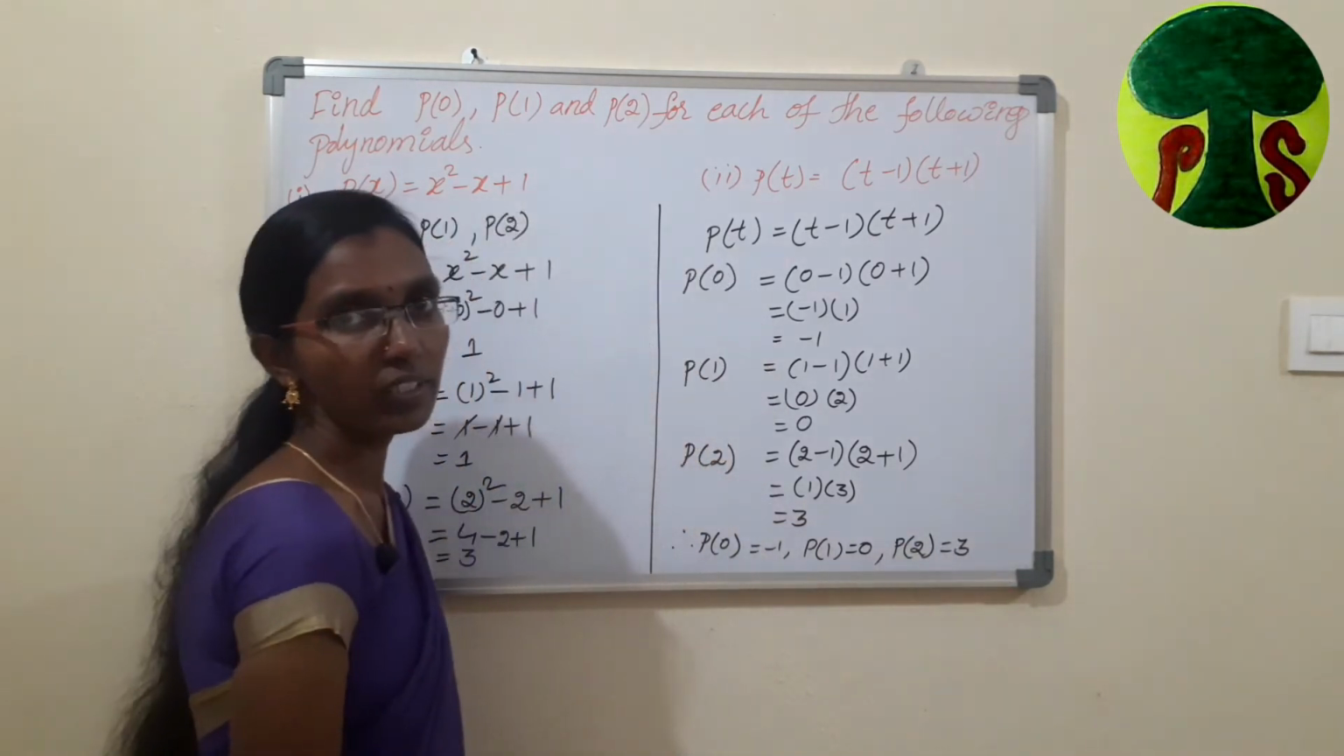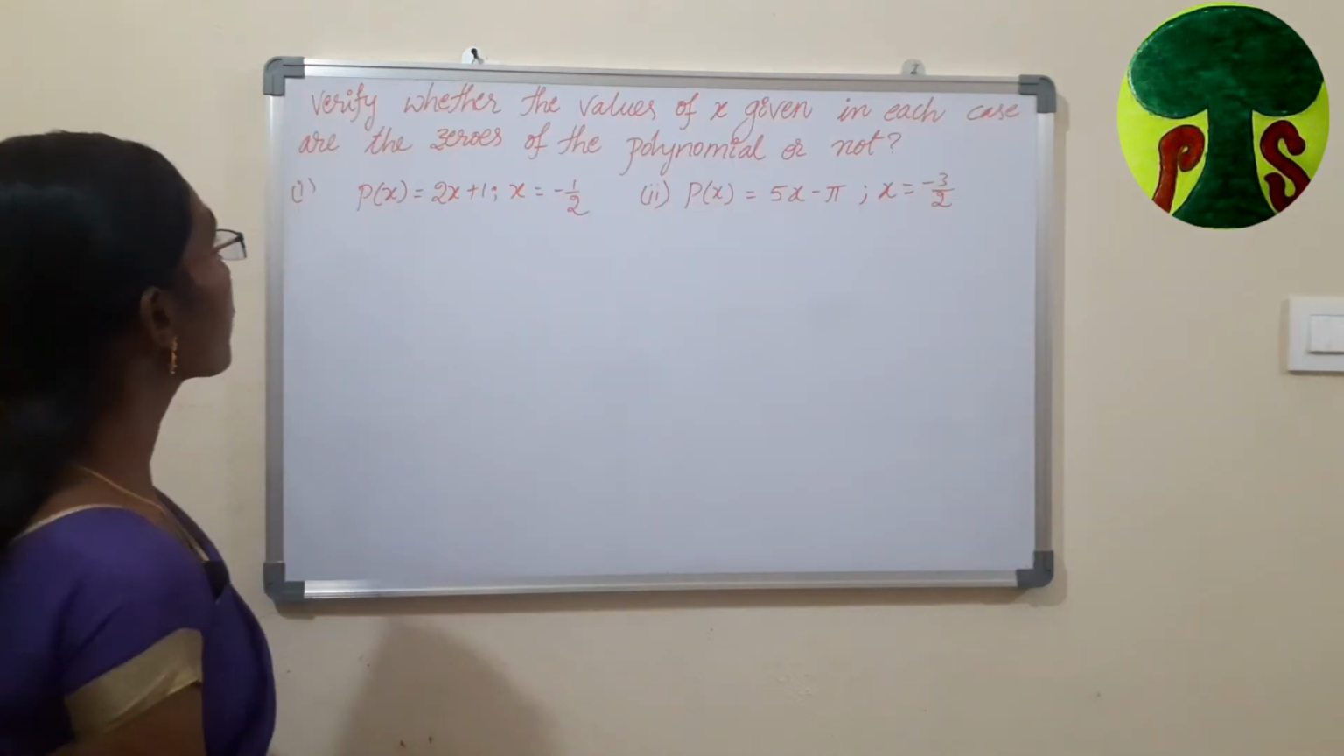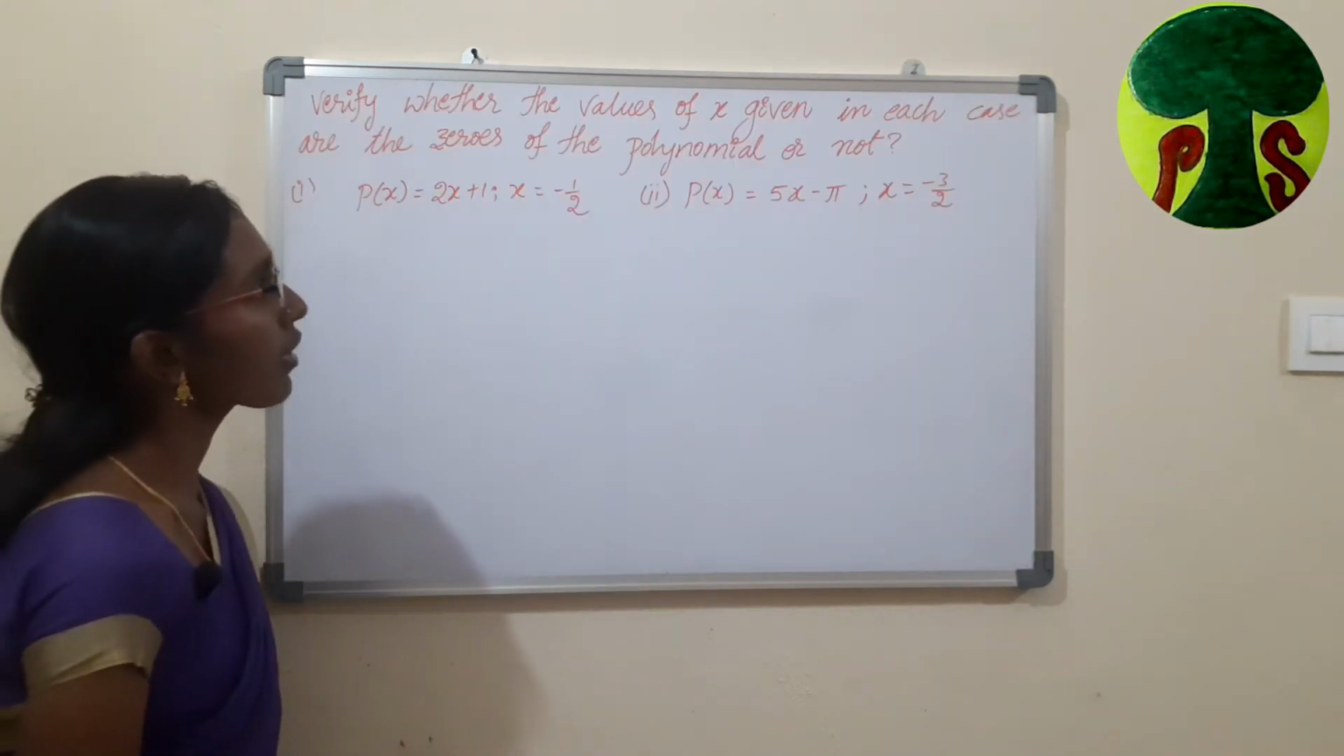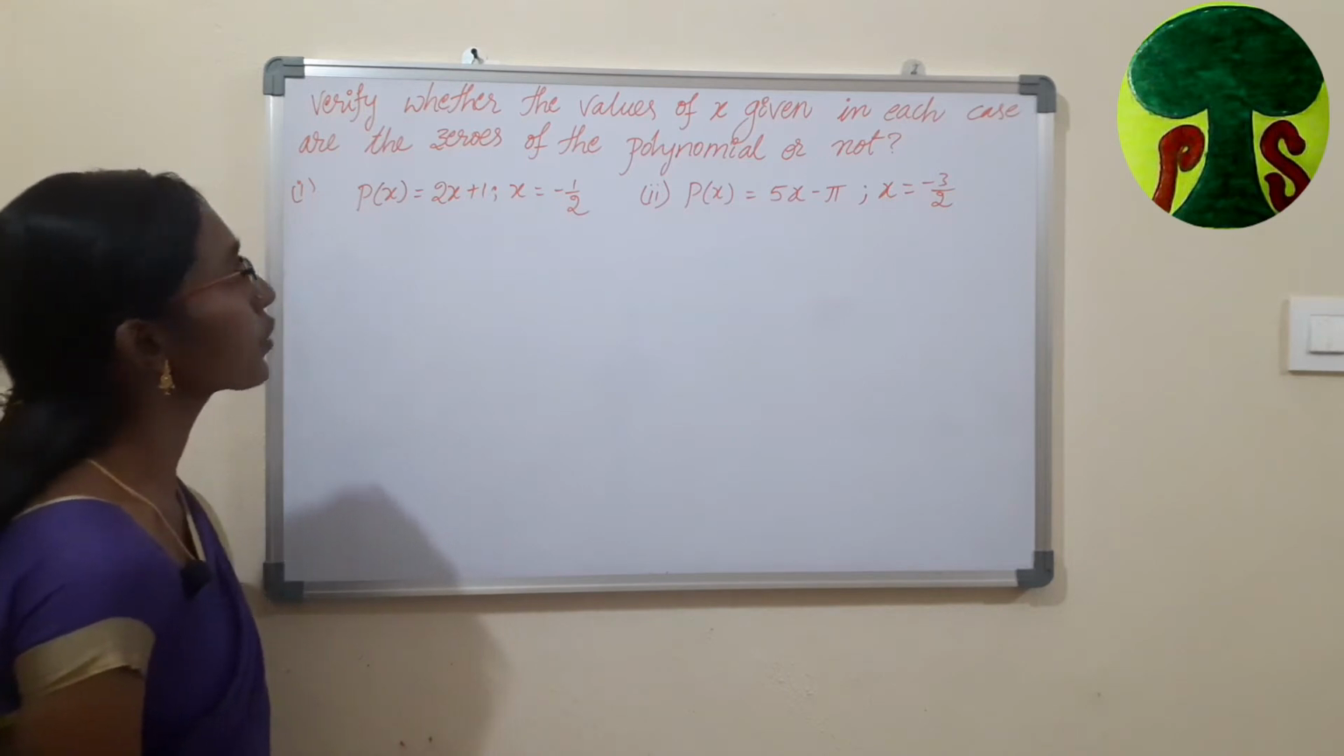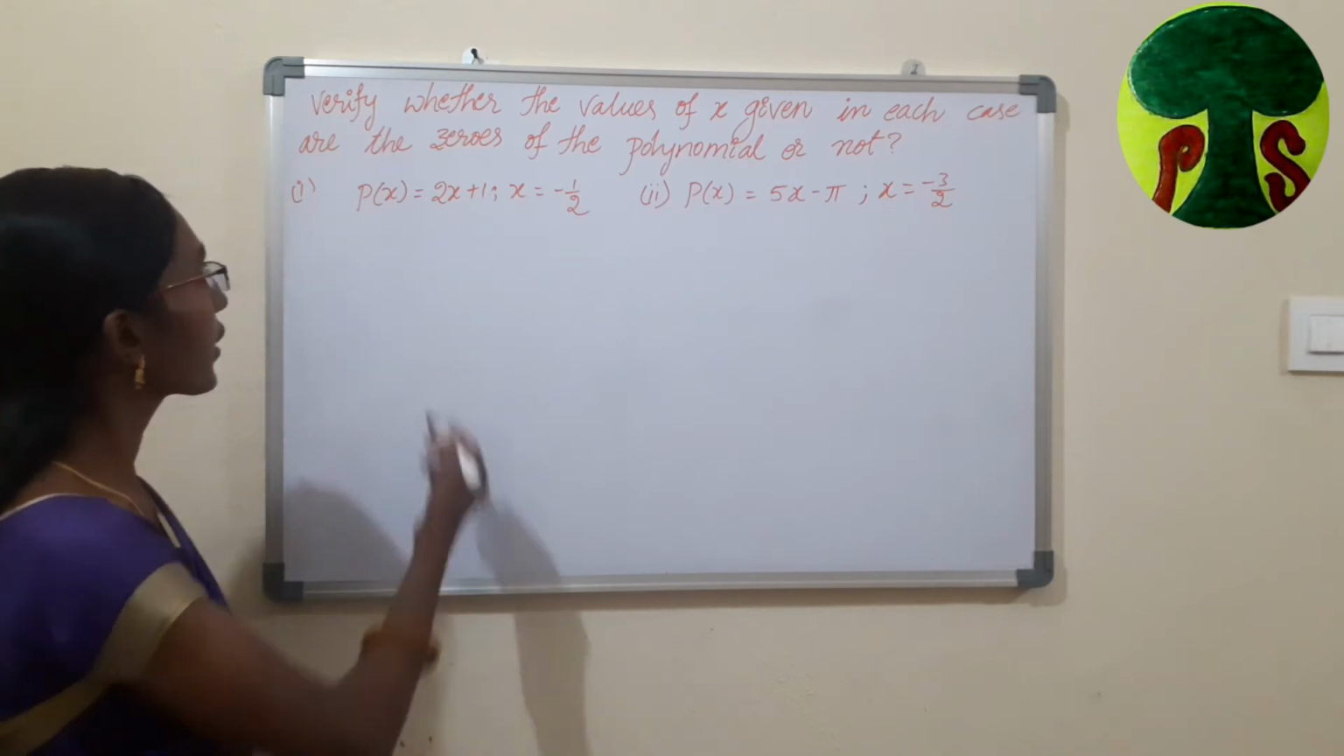These are the required answers. Let us solve a different problem. Verify whether the values of x given in each case are the zeros of the polynomial or not. Here is the first one.